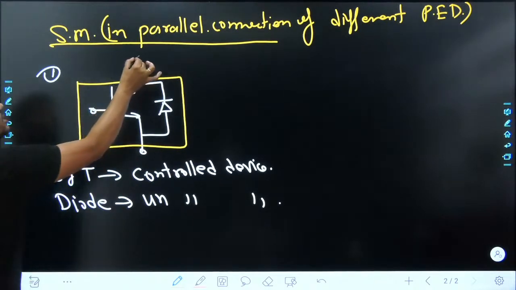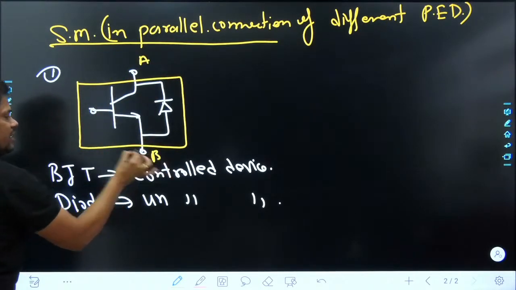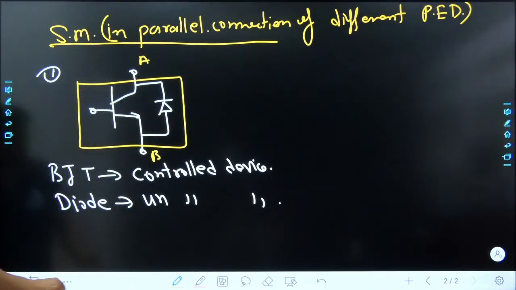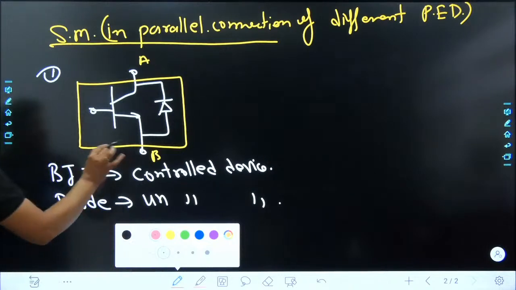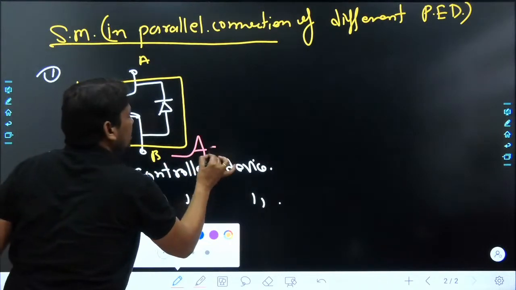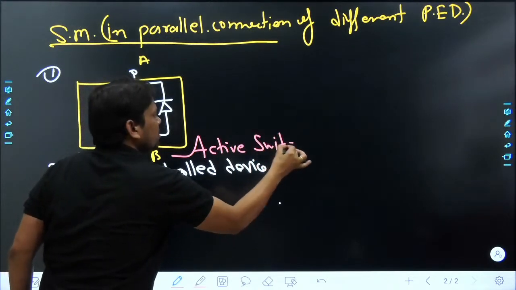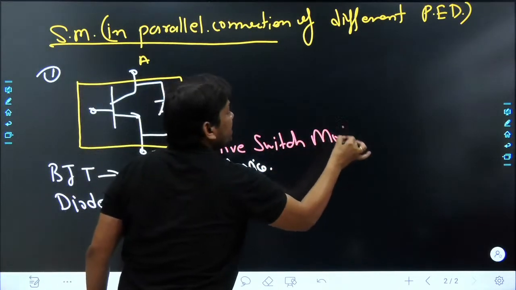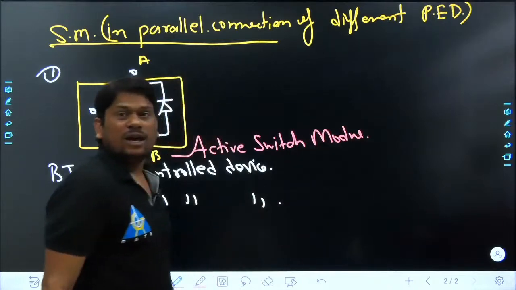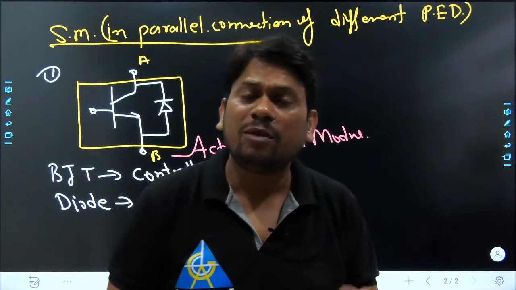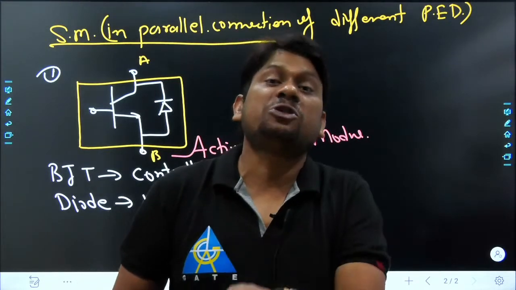And I want to say some terminal A here and B here. Now, a controlled one and an uncontrolled one. So due to this, that type of switch module is always called an active switch module. What is the meaning of active switch module? It means our switch module will have, or must have, at least one controlled device.